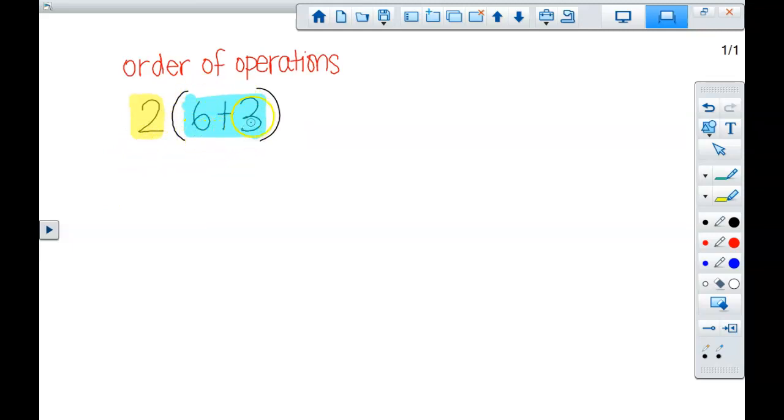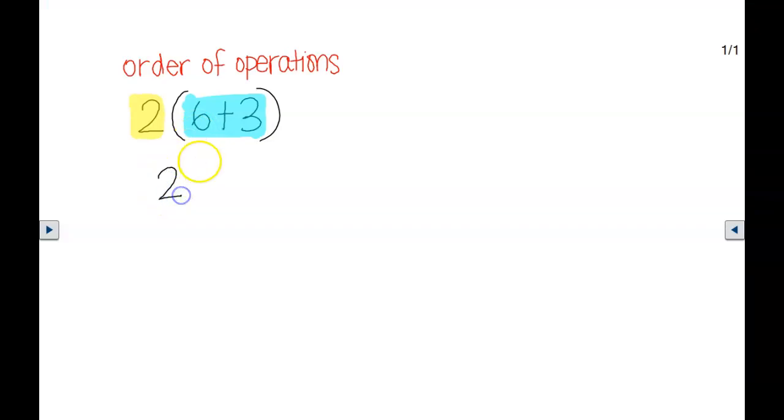So the first thing I would do in this problem, according to the order of operations, is that group 6 plus 3. We know that 6 plus 3 is 9. So this would become 2 times 9. And then 2 times 9 is simply 18. So the answer for this problem, 2 times the entire group 6 plus 3, would be 18.